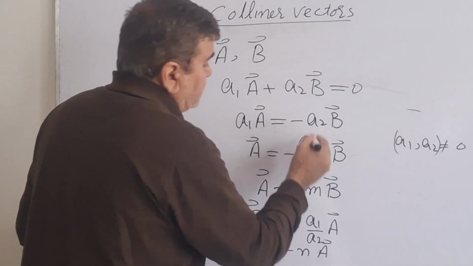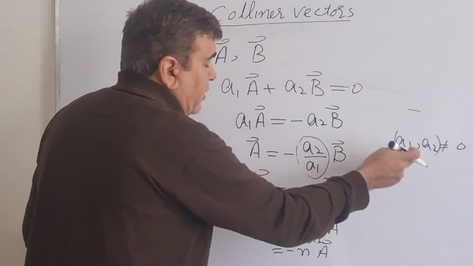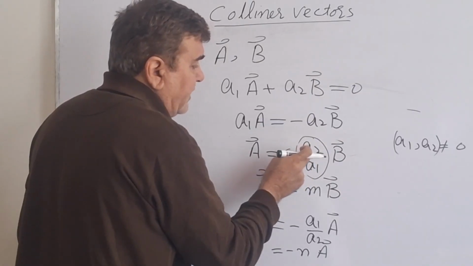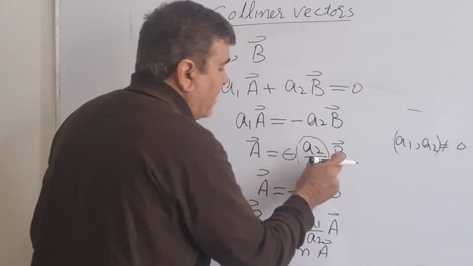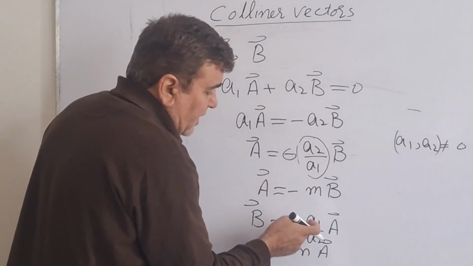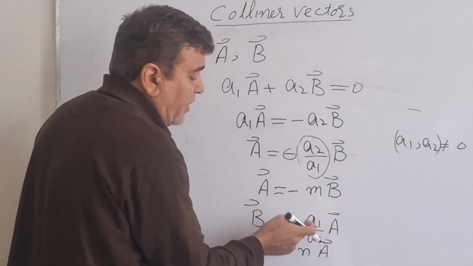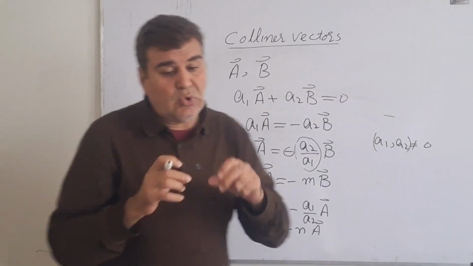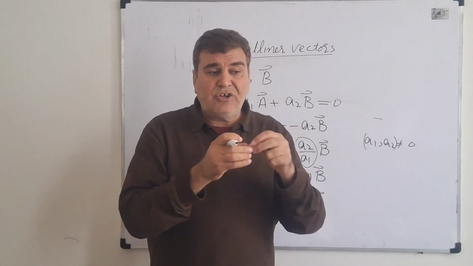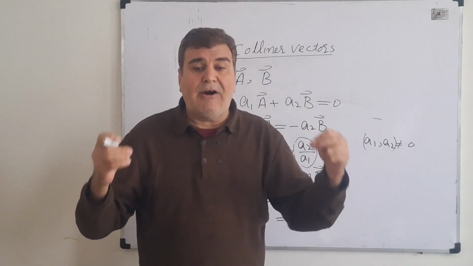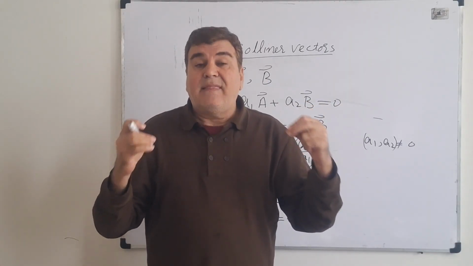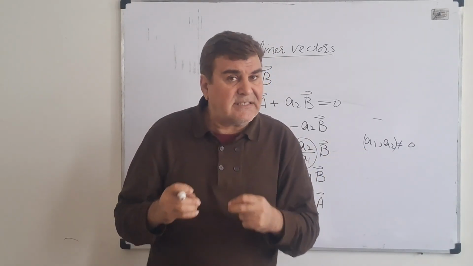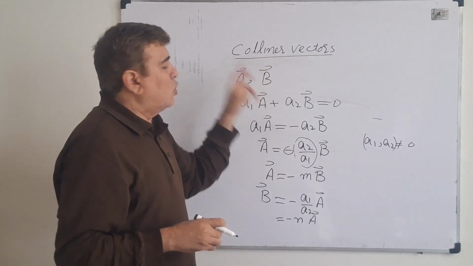Because if one of these two numbers is negative, then this will become positive. If this is negative, that negative with this negative will make it positive, then A and B are in the same direction. Similarly, if one of these two is negative, the negative of the number with this negative would make it positive, and then again B and A are in the same direction. So A and B may be in the same direction or they may be opposite in direction, but they are on the same line. Therefore, we can express one vector in terms of the other vector, and when that's the case, we say the two vectors are collinear.